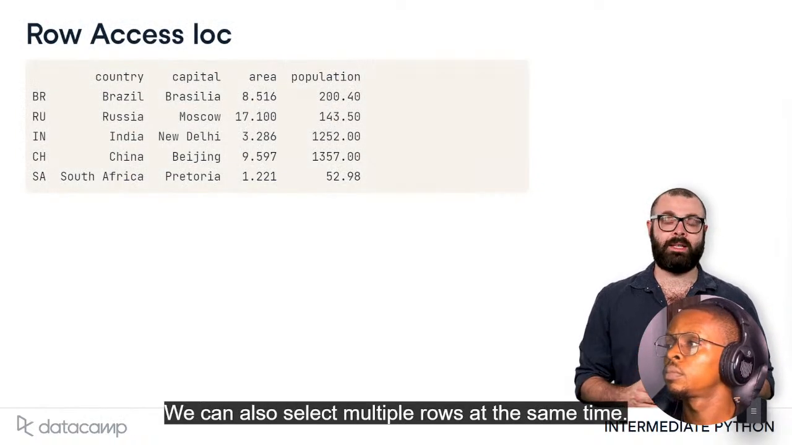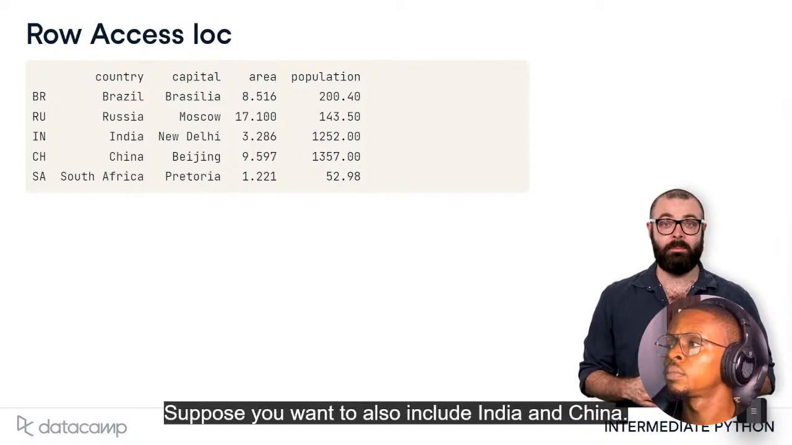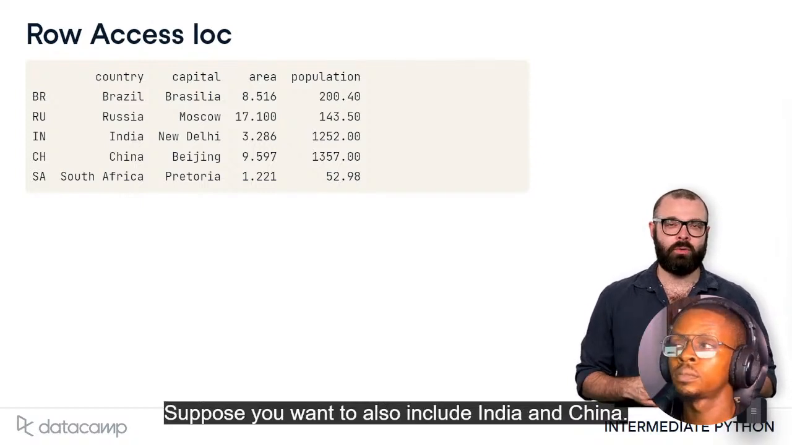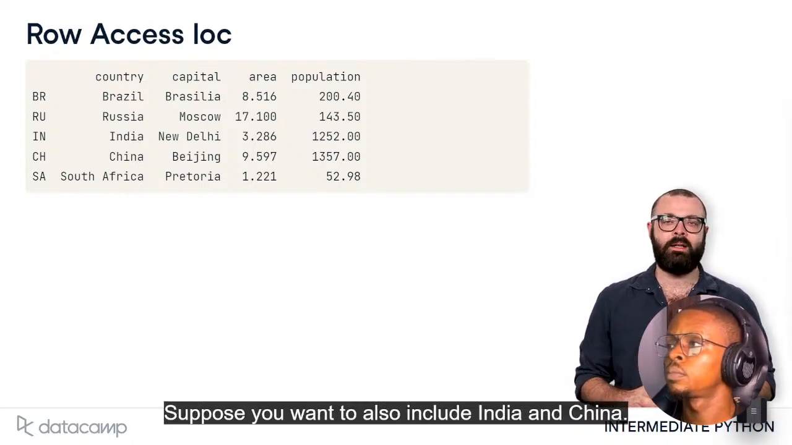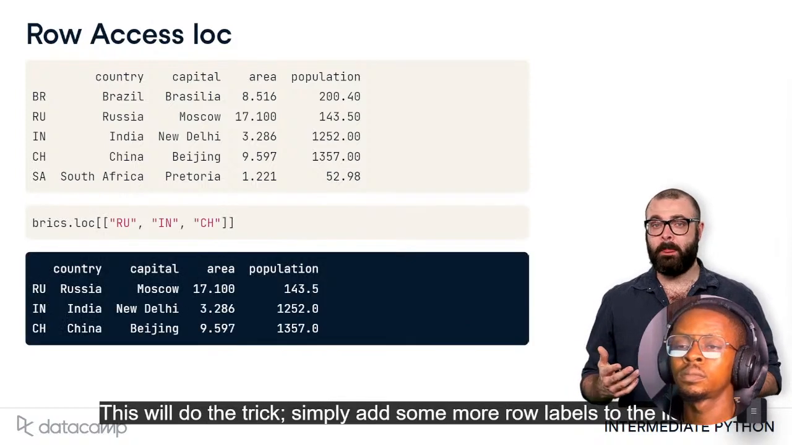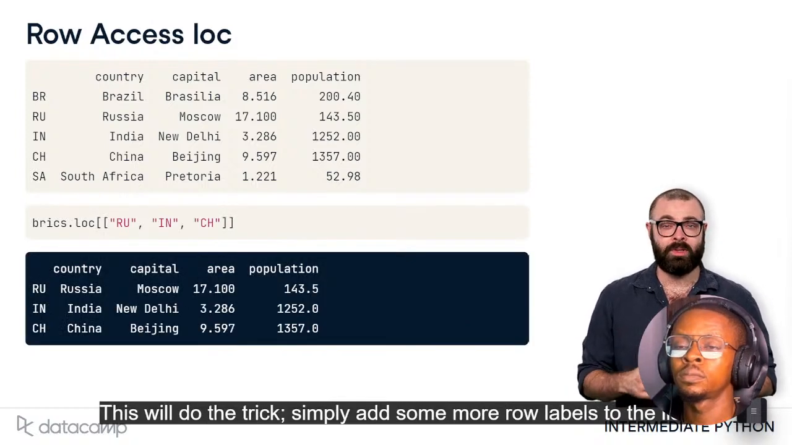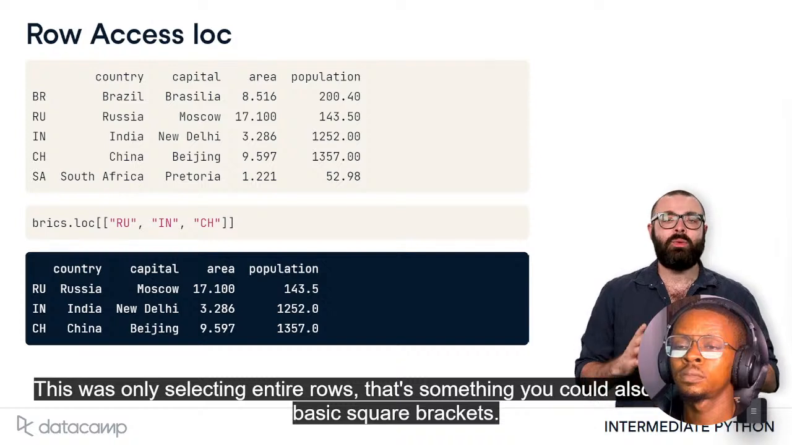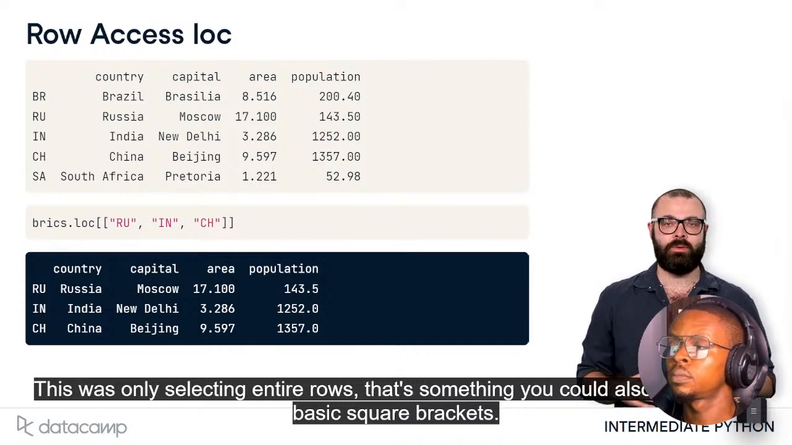We can also select multiple rows at the same time. Suppose you want to also include India and China. This will do the trick. Simply add some more row labels to the list. This was only selecting entire rows. That's something you could also do with the basic square brackets.